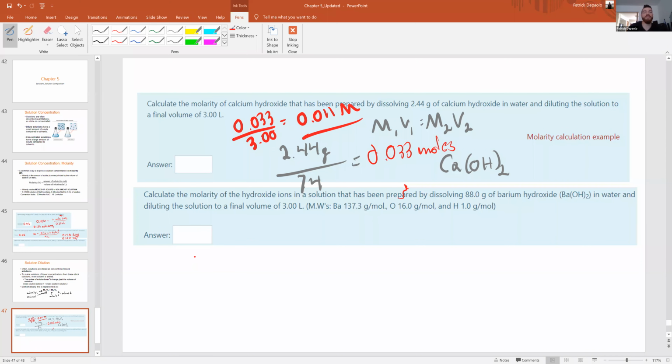So let's say you have a 1.5 molar solution of H2SO4, and you have 50 milliliters of it. And you want to dilute it to make it 0.10 molarity, because that's a really strong acid. That's too strong. You want to dilute it, what will be the final volume?